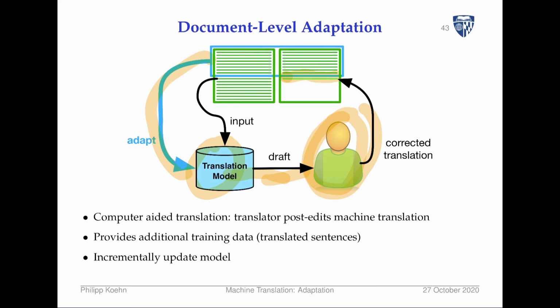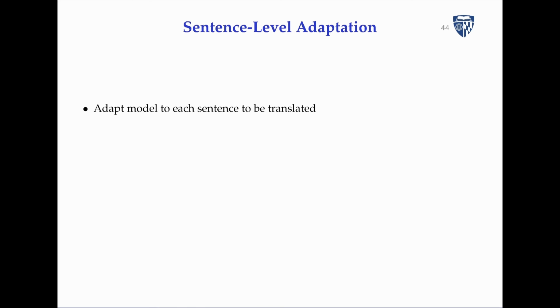We'll talk in a future lecture about computer-aided translation, how to do this a bit smarter, and other methods in this area. But the idea here is that the translator provides additional training data, the translated sentences that he or she corrects, and then that is used to incrementally update the model. So you can use any of the methods we discussed so far to retrain the machine translation model on this added data, and maybe even do it on the fly. Another idea is to do sentence level adaptation, so to adapt the model to each sentence that is to be translated.